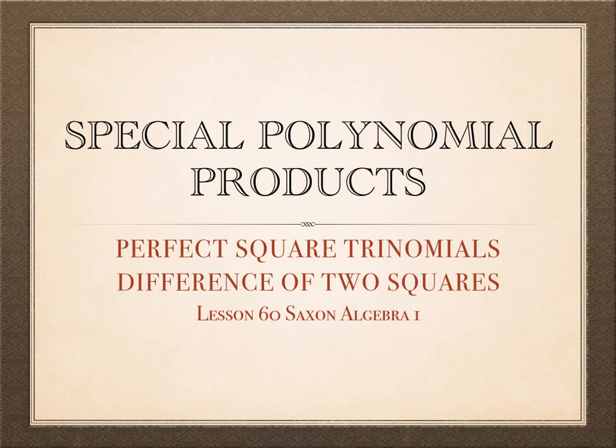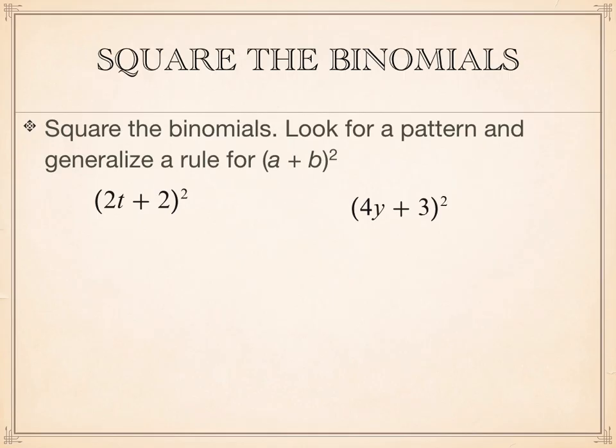Special polynomial products. We'll be looking at perfect square trinomials and the difference of two squares. Here we're asked to square the binomials that are given and then look for a pattern and generalize a rule for the quantity a plus b squared. So let's start by squaring the expression that's given, multiplying it by itself.